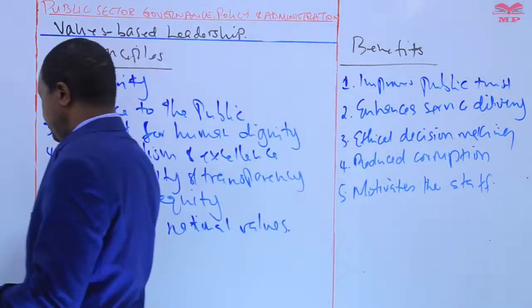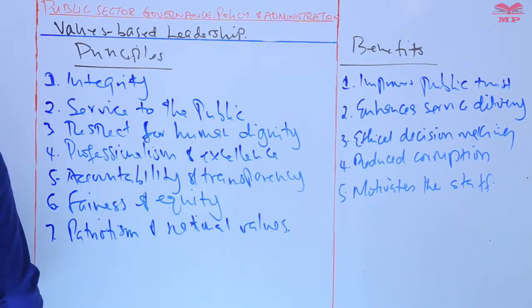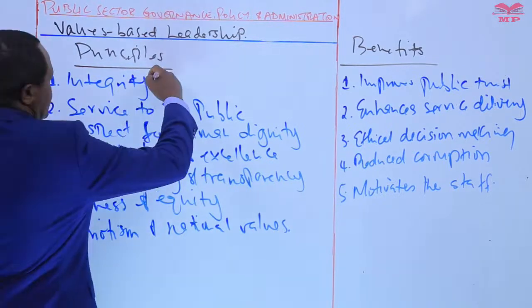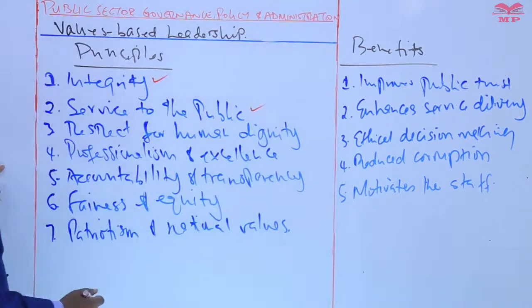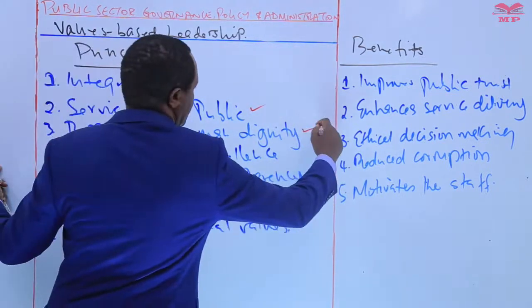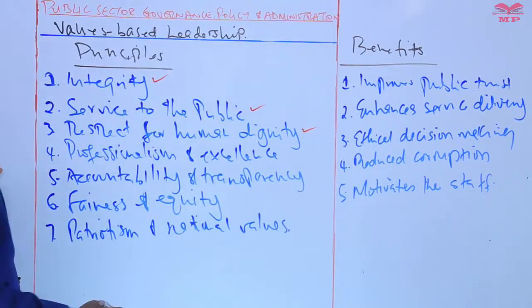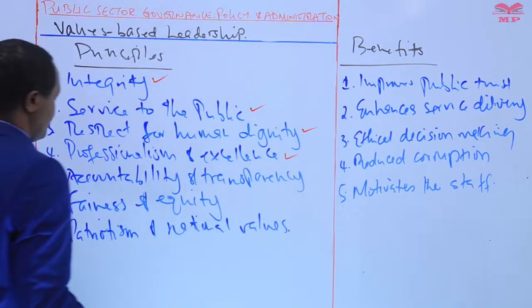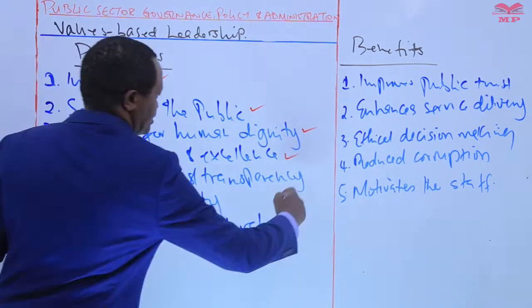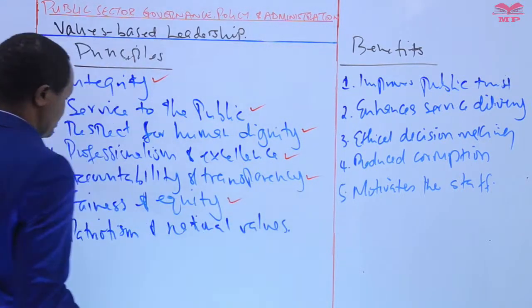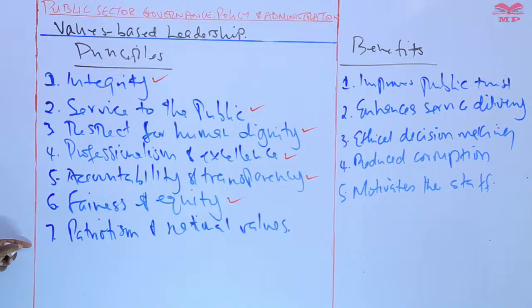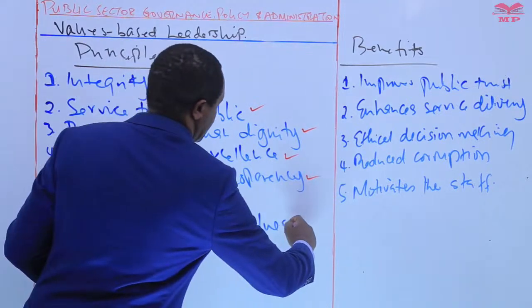So these are 5 benefits and 7 principles of value-based leadership. The first principle is integrity. Number 2, service to the public. Number 3, respect for human dignity. Number 4, professionalism and excellence. Number 5, accountability and transparency. Number 6, fairness and equity. 7, it promotes patriotism and national values.